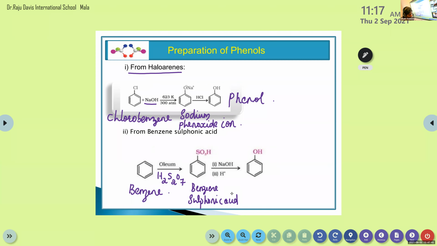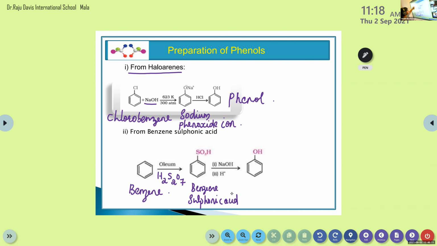Okay, benzene sulfonic acid. Then again it is treated with sodium hydroxide and acidification takes place. So when this NaOH is added to benzene sulfonic acid, the same sodium phenoxide ion is formed, but it is not represented in this chemical equation. Here in this arrow, you can see two reagents, right? First one NaOH and the second one is H+.